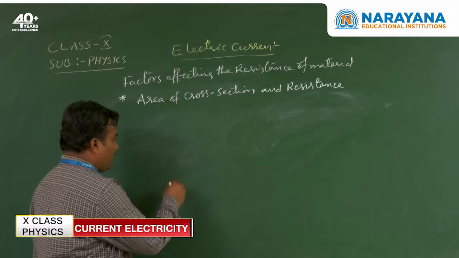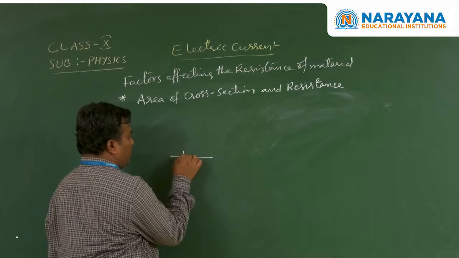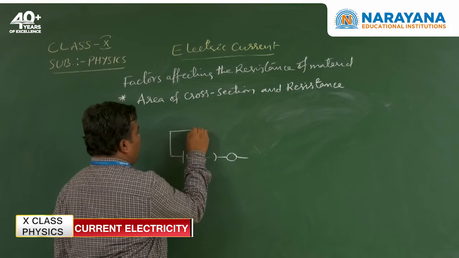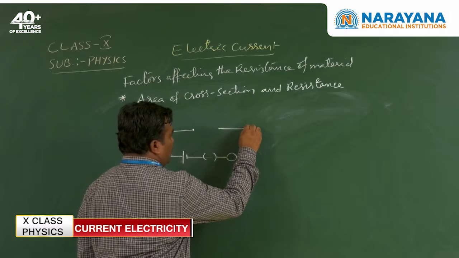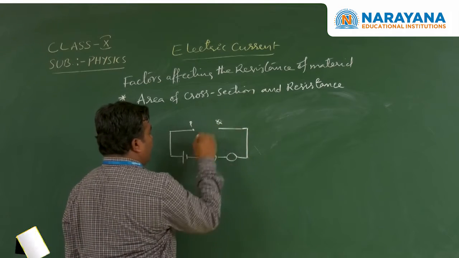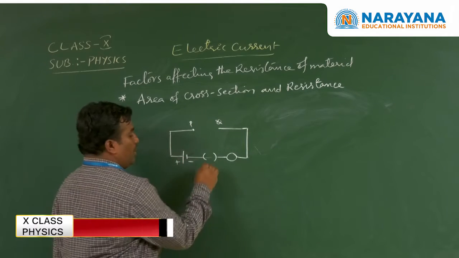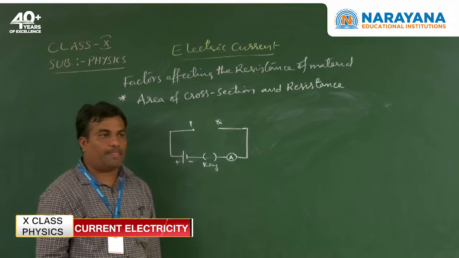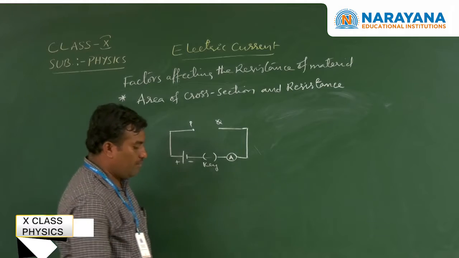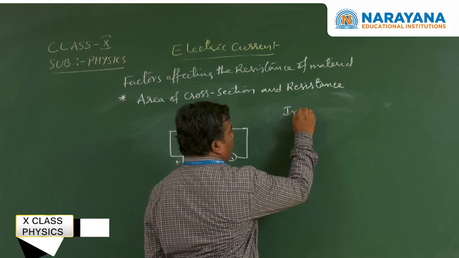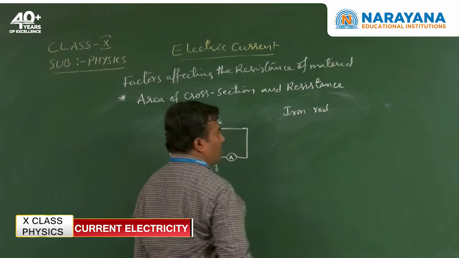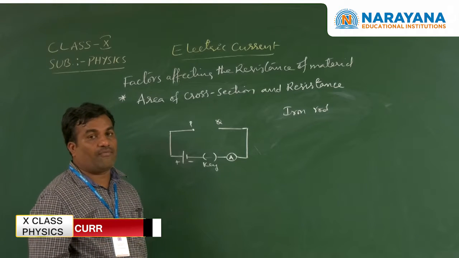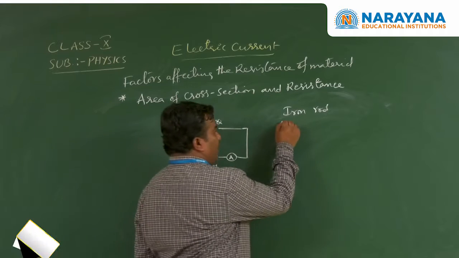Make a circuit. Again you draw the circuit between the P point and the Q point, with connections to the battery terminals, positive and negative, the key and the ammeter. The ammeter is always in series in the circuit. We are taking first an iron rod. This has a common length but different area of cross section.